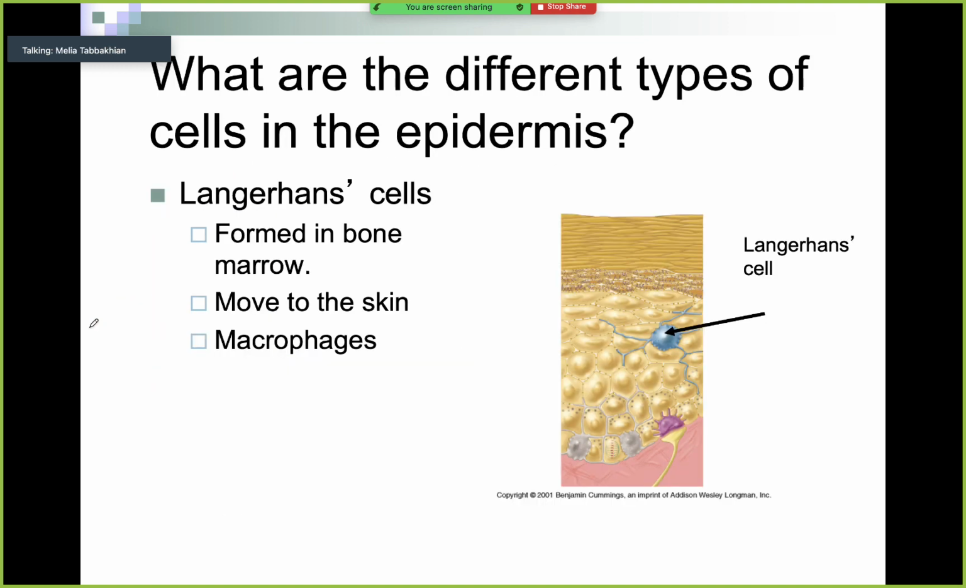The third type of cell is called a Langerhans cell. The Langerhans cells are technically immune cells, and therefore, because they're immune cells, they're made in your bone marrow. They move from the bone marrow into the blood. The blood transports them into the skin, and in the skin, they act as macrophages to do phagocytosis. Remember the Pac-Man thing where they open their mouths and eat a bacteria or whatever kind of pathogen that's on your skin. So these guys are really important.